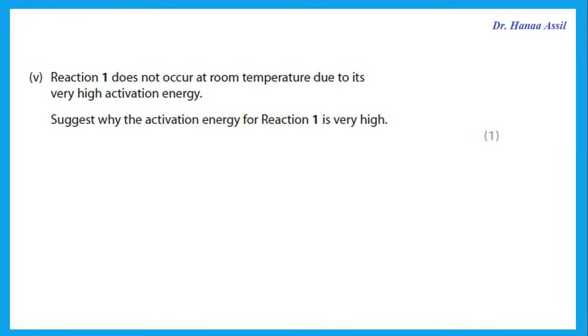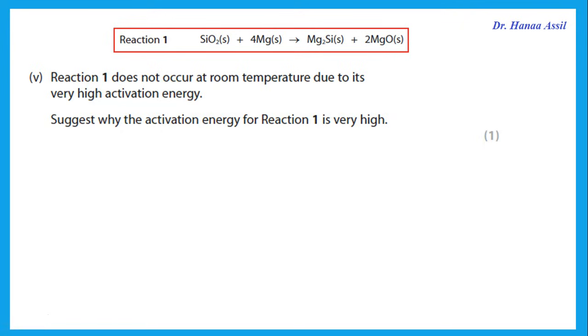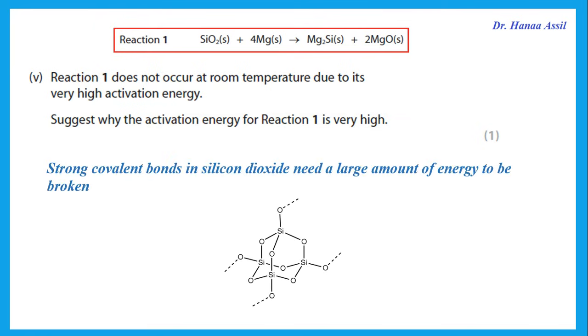Then we're told reaction 1 does not occur at room temperature due to its very high activation energy. Suggest why the activation energy for reaction 1 is very high. So when we're told that the activation energy for the reaction is high, that means the bonds are very strong and they need a lot of energy to be broken. Remember that the silicon dioxide has a giant structure with many strong covalent bonds that need a large amount of energy to be broken.